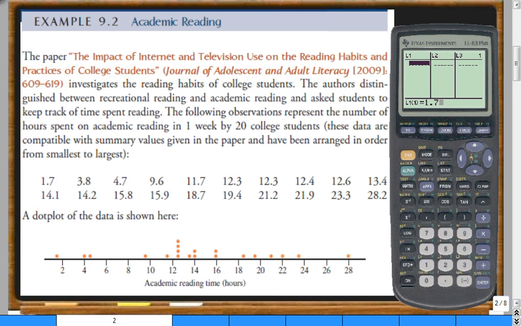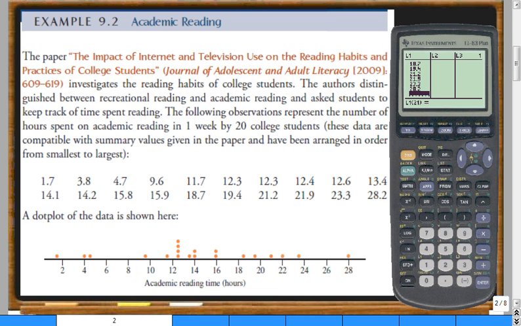So we've got 1.7, 3.8, 4.7, 9.6, 11.7, 12.3, another 12.3, 12.4, 12.6, 13.4, 14.1, 14.2, 15.8, 15.9, 18.7, 19.4, 21.2, 21.9, 23.3, and 28.2. So we've got our 20 observations here.